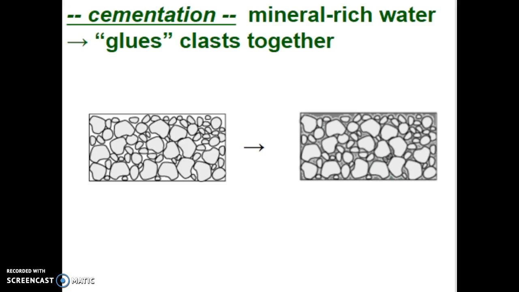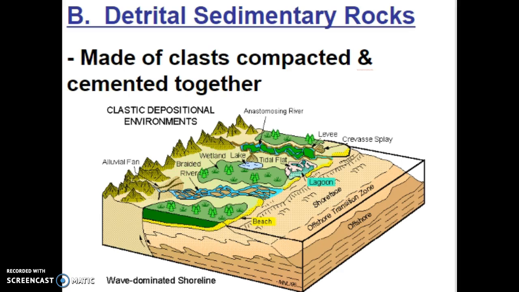We still only have, however, a pile of tightly compacted rocks. We need to get those clasts to somehow stick together. Cementation is where oftentimes very mineral-rich water will act almost like a glue and keep all of these clasts together. So we can have certain types of rocks, sedimentary rocks, that form from compaction and cementation. These are the types of detrital sedimentary rocks.